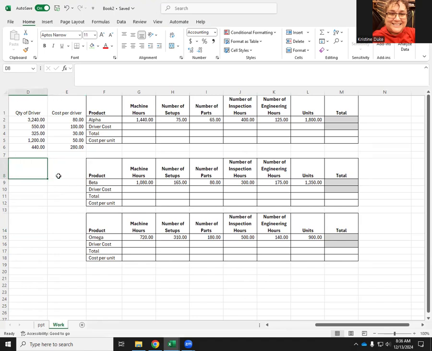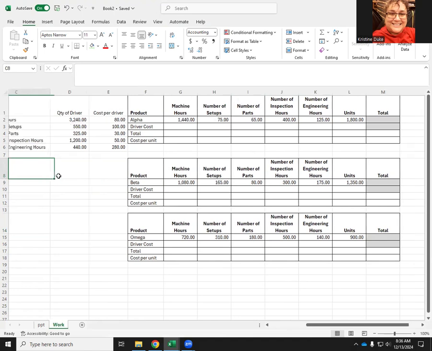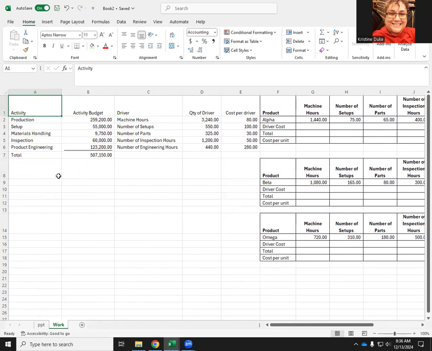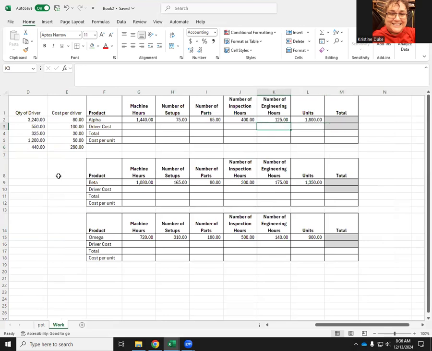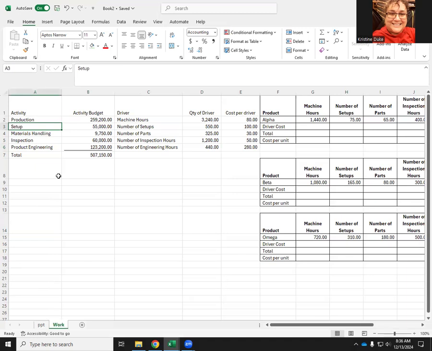Now, in this situation, we have three products, and we've got these activities: production, setup, material handling, inspection, and product engineering. And I already know how many machine hours the alpha, the setup, and so on and so forth. I already know all of that information. So now I need to determine what is going to be my cost. So here is the factory overhead budget for production, setup, materials handling, inspection, and product engineering. This is the budgeted amount for the driver.